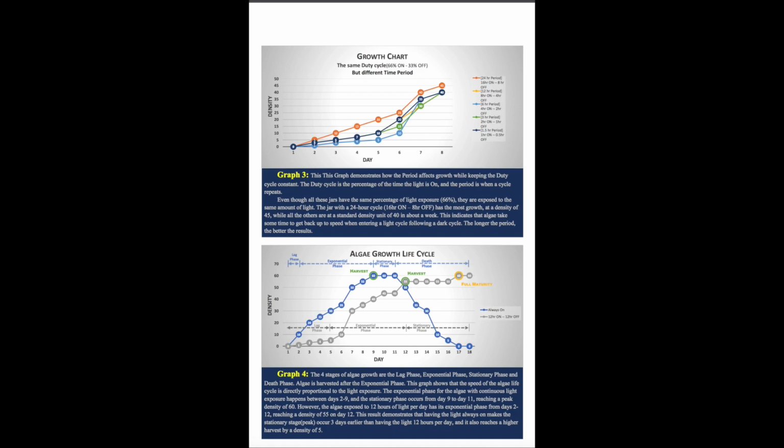The fourth graph shows the algae growth life cycle, which consists of the lag phase, the exponential phase, the stationary phase, and the death phase. Usually, at the beginning of the stationary phase is where you harvest your algae. And you can see here that on day 9 is when you harvest for when it's always on, but for when it's on for 12 hours and off for 12 hours, it's only harvestable until day 12 and at a lower density, meaning that there's less to harvest. And when it's on for 12 hours and off for 12 hours, it only reaches full maturity at day 17.